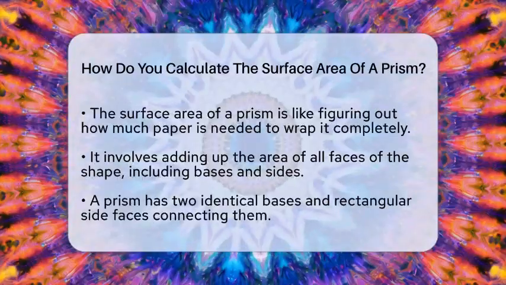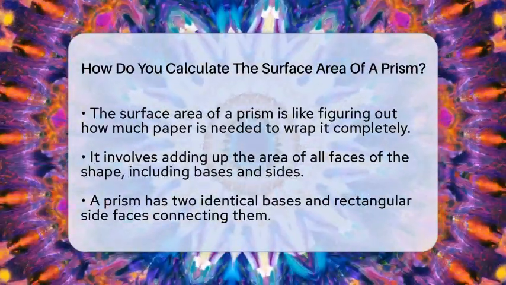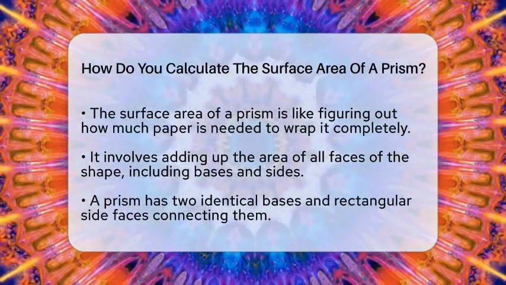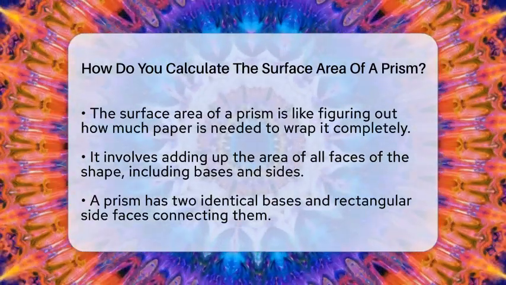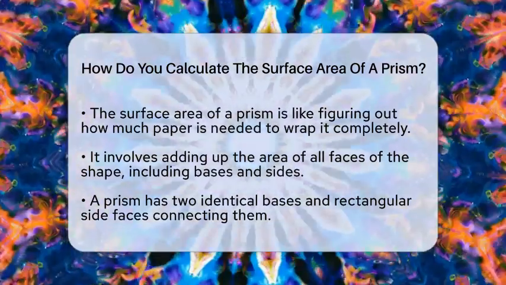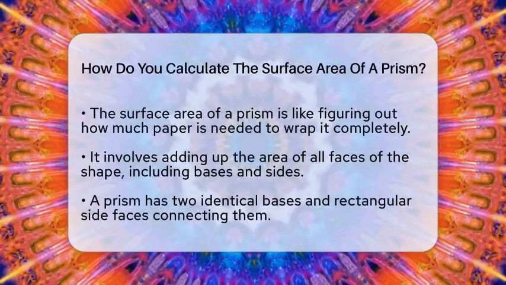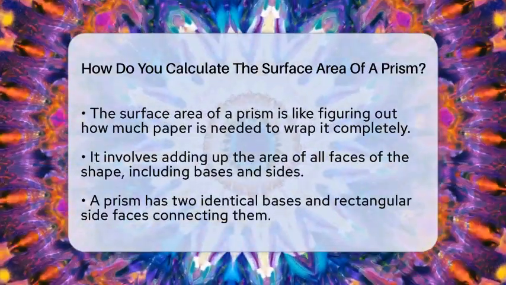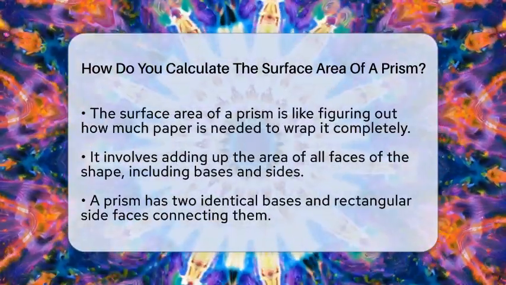To figure this out, you need to add up the area of every face on the shape. A prism has two identical bases and several rectangular sides connecting those bases. The main idea is to find the area of the bases and the sides, then add everything together. The general formula for the surface area of a prism is 2 times the area of one base plus the perimeter of the base times the height of the prism.